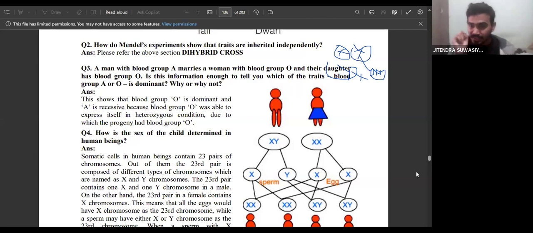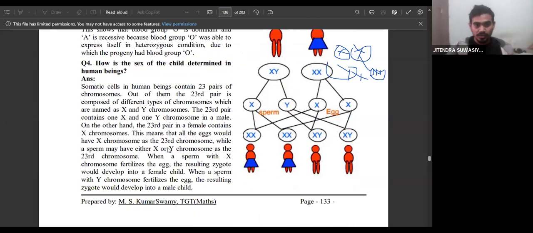See, the female already has O blood group, and the male has A blood group. The female can't segregate, because she already has only the one blood group. And if her daughter is O blood group, what will happen? O was able to express itself in the heterozygous condition. Why? Because only O is going to be passed on from the female. But in males, it might be possible that it will be different. So O was able to express itself in the heterozygous condition, due to which the progeny has blood group O.